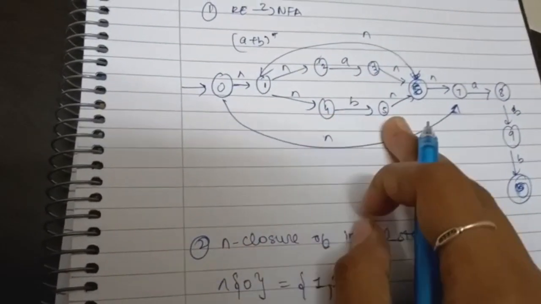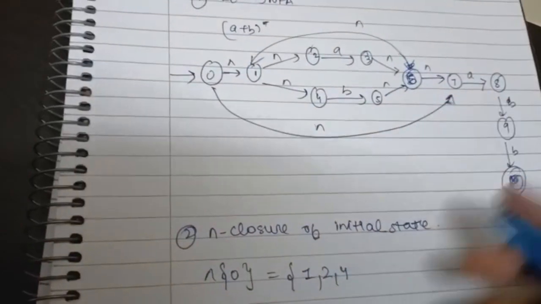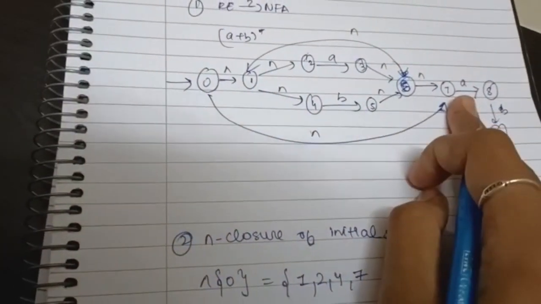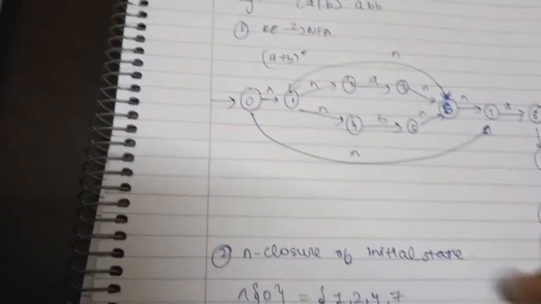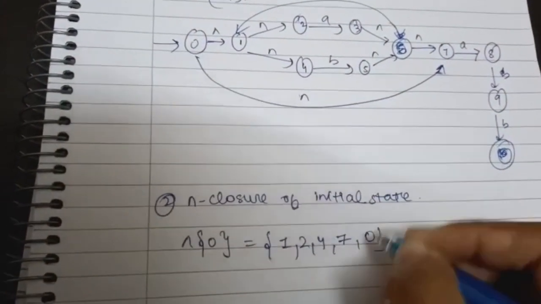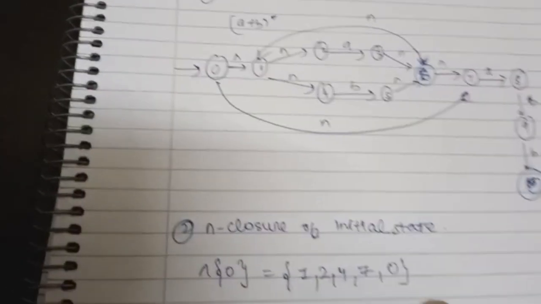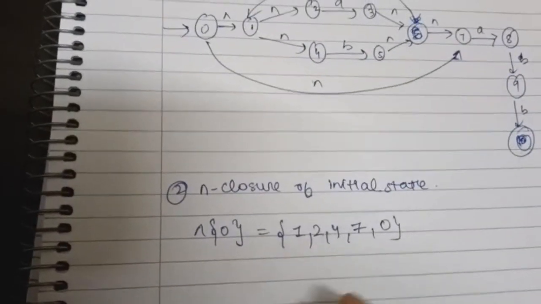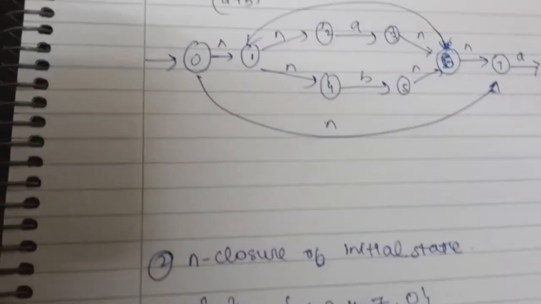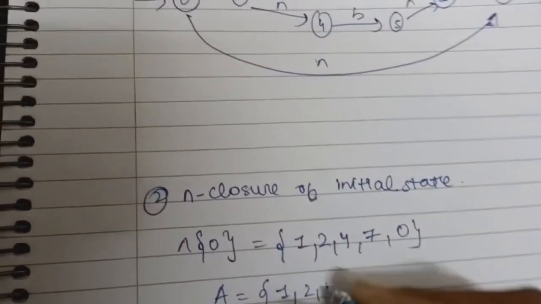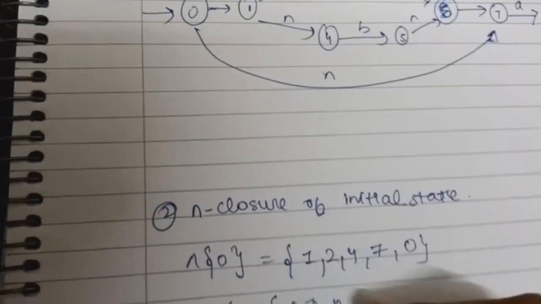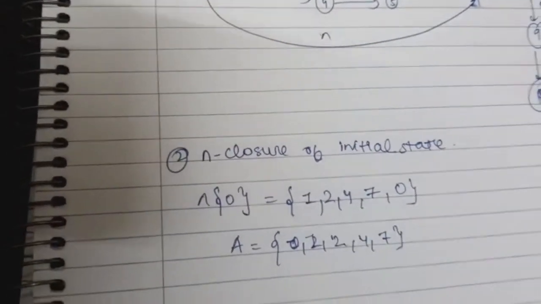From 2 are we getting any null state? No. From 4 are we getting any null state? No. From 0 we are getting to 7. From 7 are we getting any null state? No. And 0 itself. The 0 1 2 4 7 is the null closure of initial state. So let's name it as capital A. So 0 1 2 4 and 7.